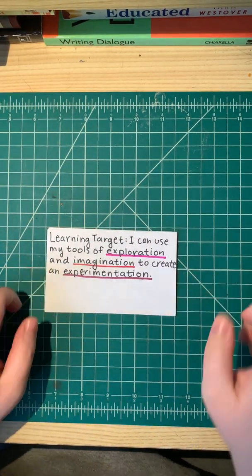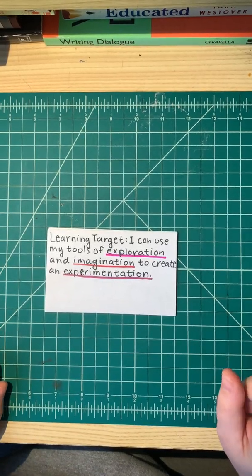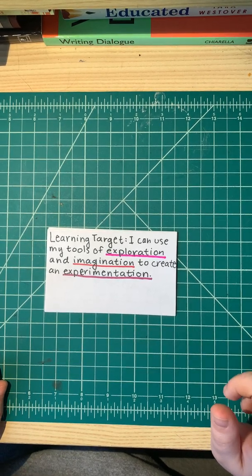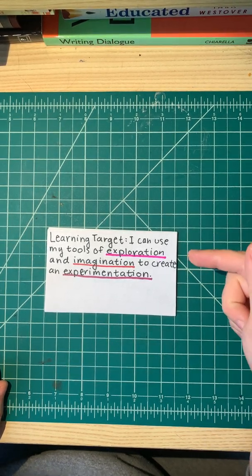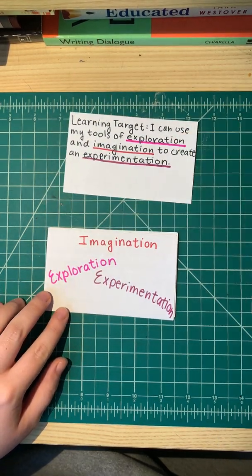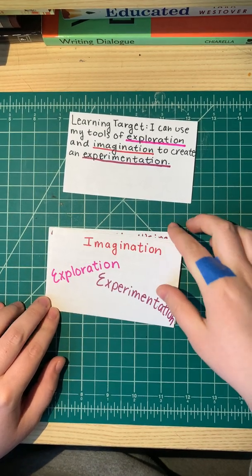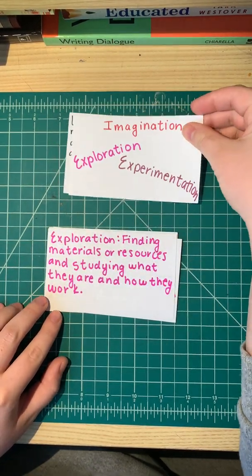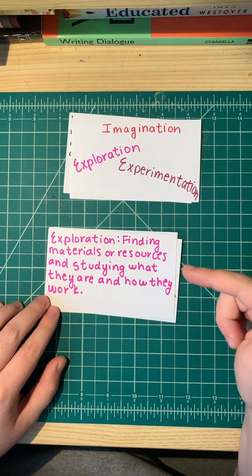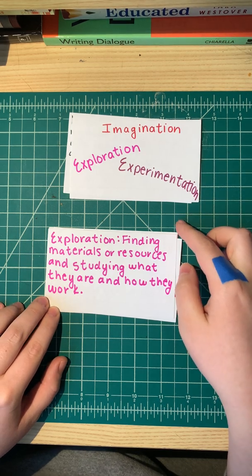So, our learning target is I can use my tools of exploration and imagination to create an experimentation. And we got our three underlined words right there. So let's see what those are. Exploration, imagination, and experimentation. Let's see those definitions. Exploration. Finding materials or resources and studying what they are and how they work.